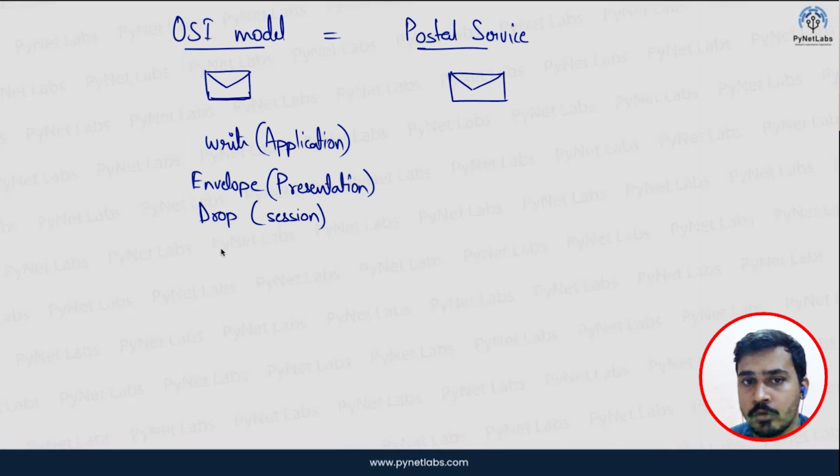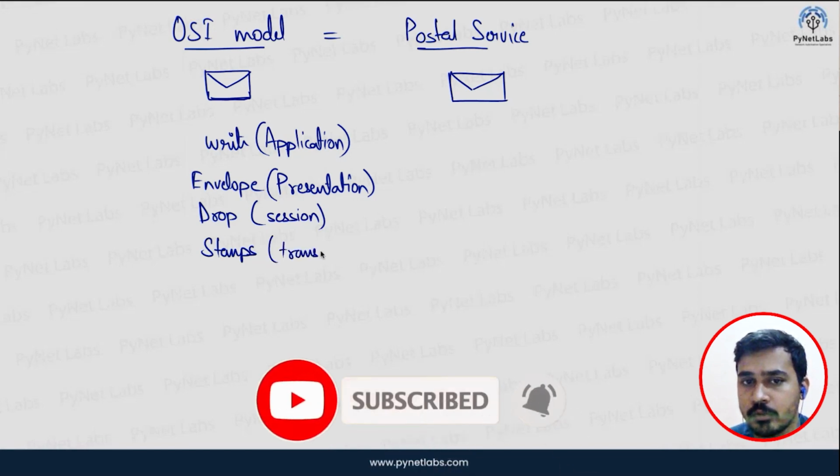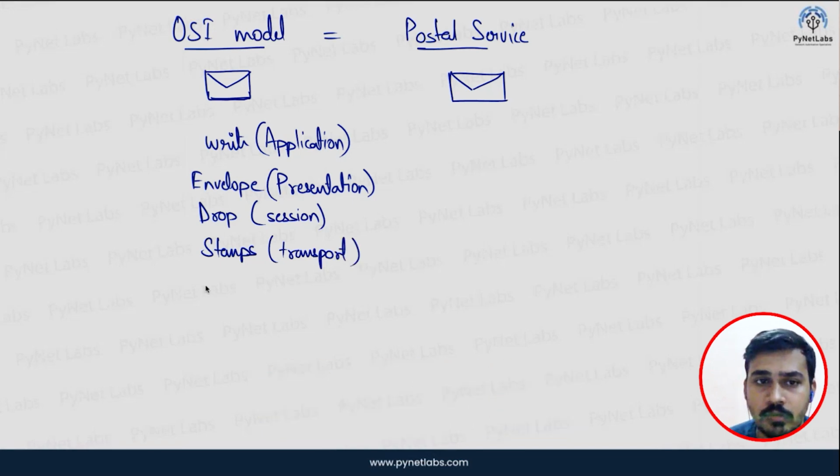On your letter, you might add some stamps. If you don't add stamps, the postal service might not be able to transfer it. So this is your transport layer, which ensures that my letter will be sent to the specified location. Then you mention the state or the city to which you want to send it. This is your network layer.